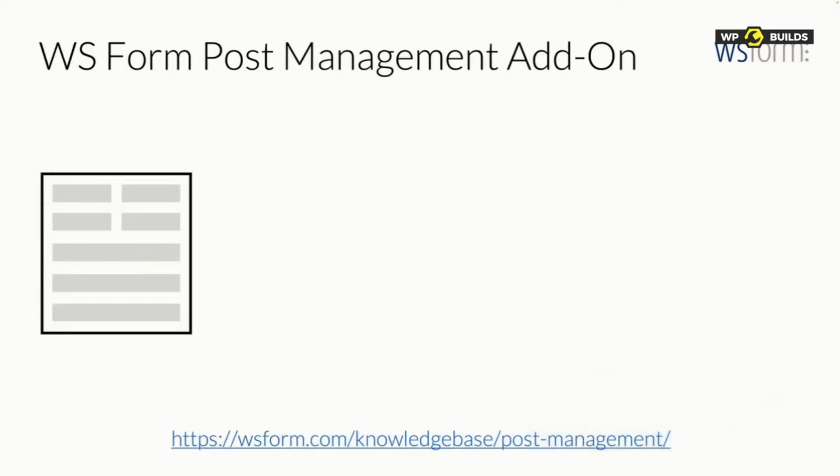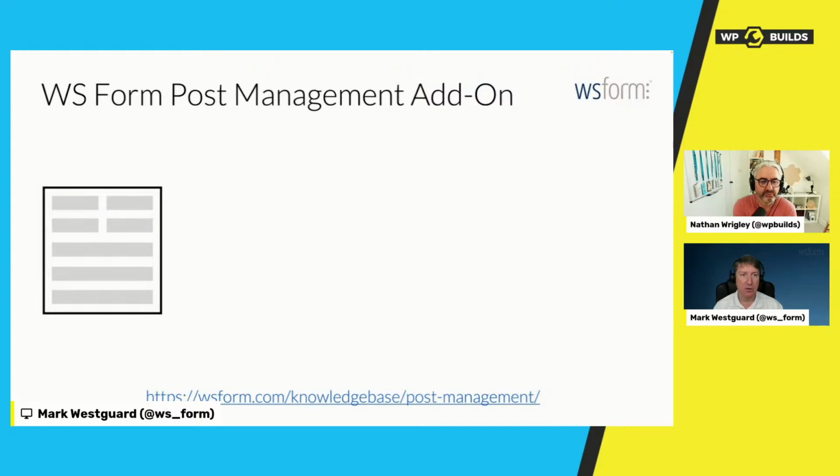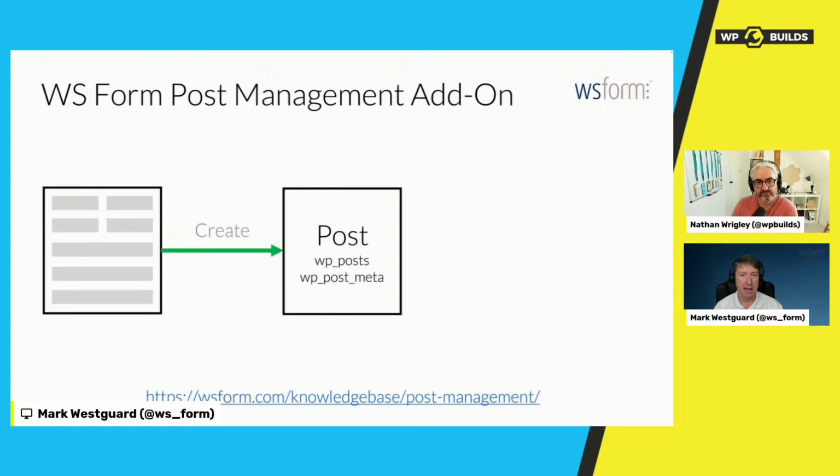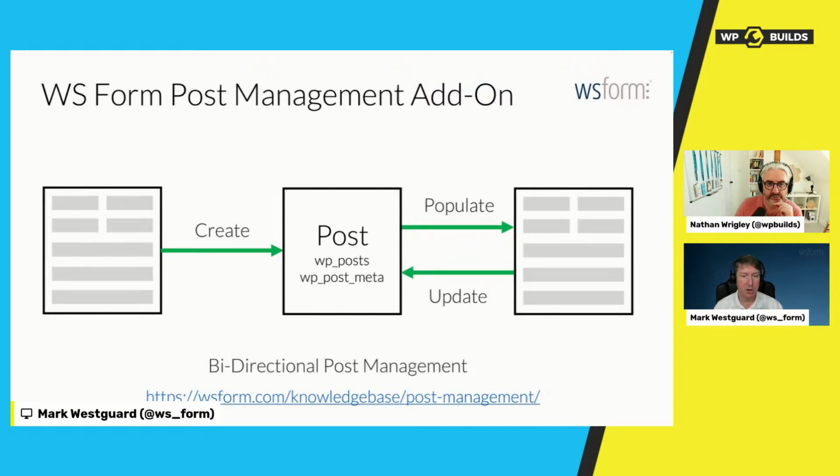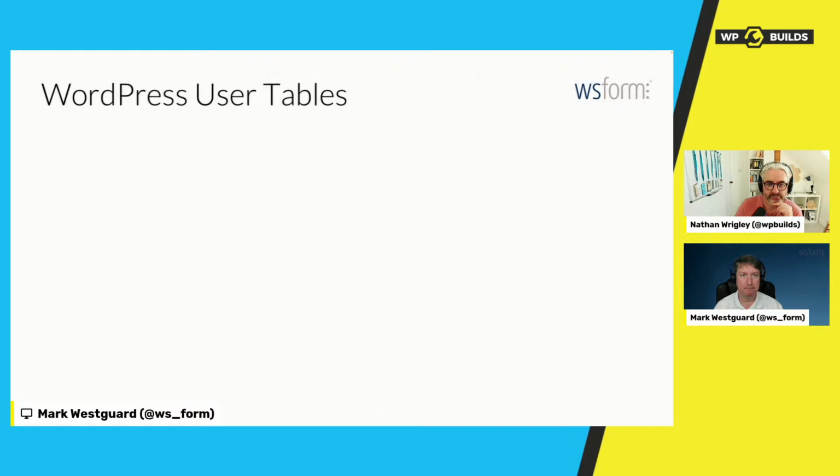So the way that the WS Form Post Management add-on works is you will take data from a form and you're going to push that to a post. You're going to create a post from the form fields, and that's going to populate those two tables that we just spoke about. That should be post meta without an underscore, actually. And then from the post, we can actually populate a form as well. So it's bi-directional. And when you submit that form, it will then go and update that post. So you've got bi-directional post management here.